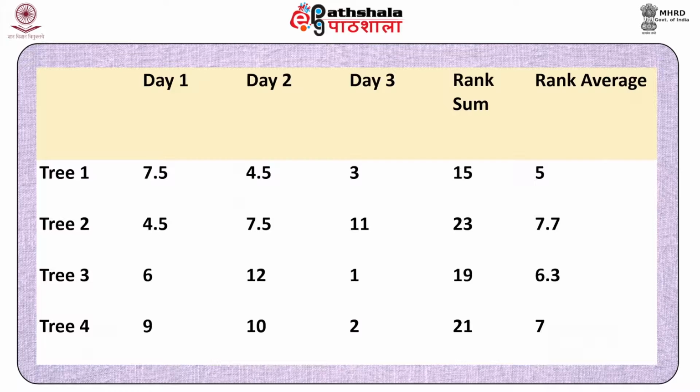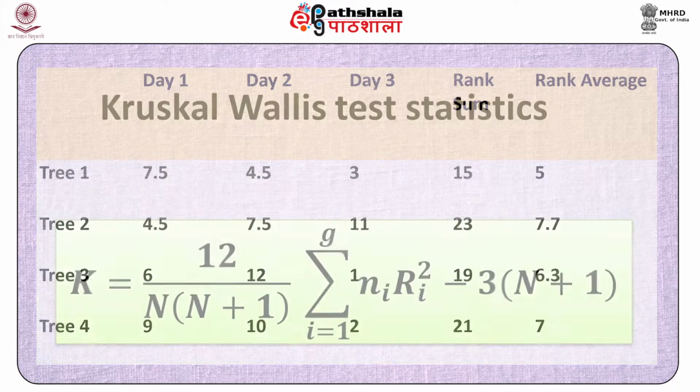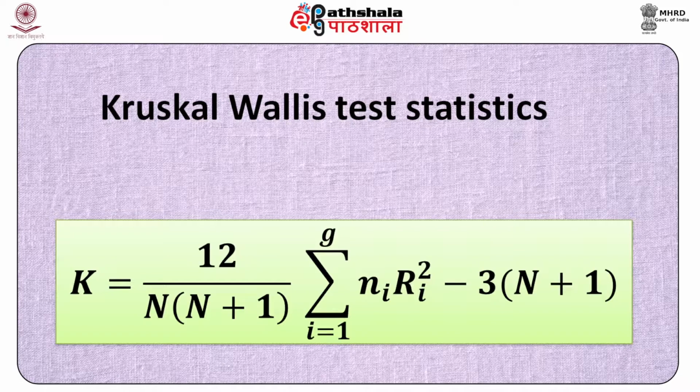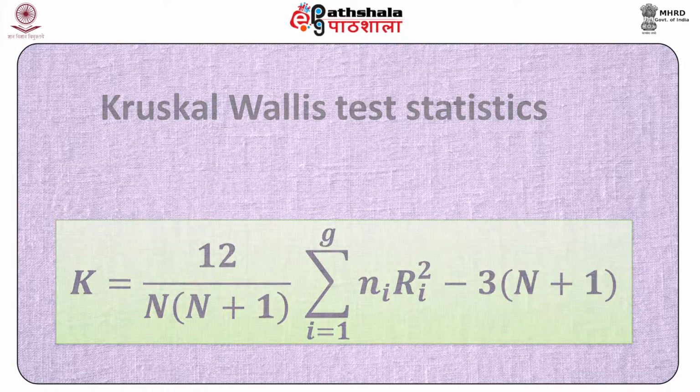What do we have to do? First, we give the ranks to the fungi richness and we arrange it by tree and the same is given in table. So if you could see, ranks have been assigned. Kruskal-Wallis test statistic, K is equal to 12 divided by N into N plus 1, sigma i equals 1 to g, Ni Ri square, minus 3 into N plus 1.